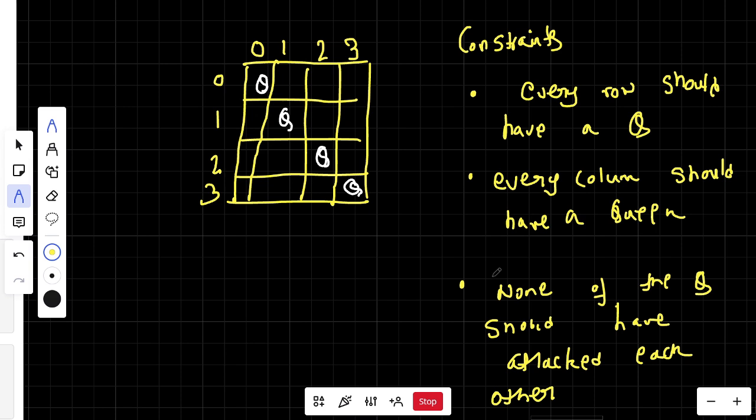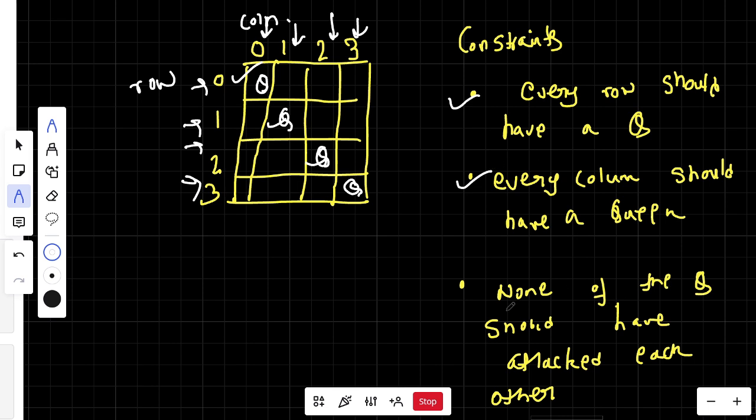Before coming to the third constraint, let us first check whether my first two constraints are valid or not. My first condition is every row should have a queen. So let me check. If I say this is the row and this is the column, does the first row have a queen? Yes. Second row? Yes. Third row? Yes. So all 4 rows have a queen. Now let us come to the columns. The first column has a queen, yes. The second column, third column, and fourth column have a queen. So the first two conditions are fulfilled.